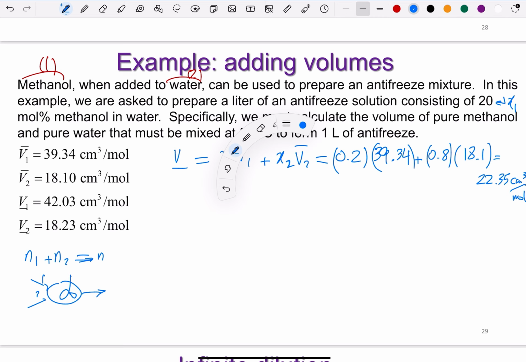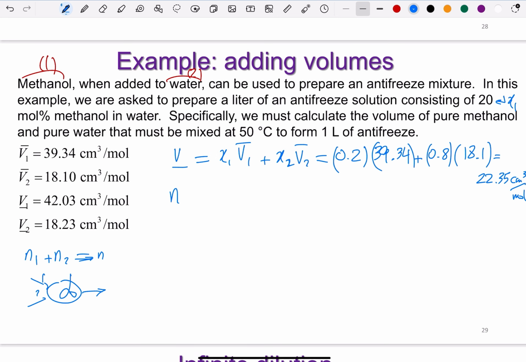So what I'm going to do now is calculate the total number of moles, because that is going to be conserved, right? So N, my total number of moles, is the total volume that I have divided by the molar volume. Does it make sense? So total volume is 1000 centimeter cube, that is 1 liter, divided by 22.35 centimeter cube per mole. So I'm going to have 44.74 moles.